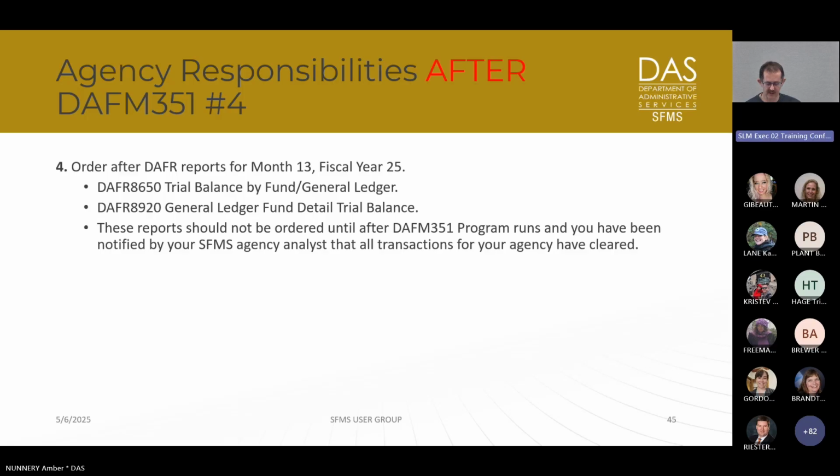The next responsibility is to order the after DAFR reports for month 13, fiscal year 25. These are the same two reports that you ordered before, the DAFR 8650 and the DAFR 8920, that you ordered on either August 15th or August 22nd. Now remember, don't order these after reports until you know that all of your closing transactions have cleared the 530. I would say generally 99% of the transactions clear on the first night when we run it on August 29th. But there's usually a few transactions for a couple agencies that need to have errors cleared the following week.